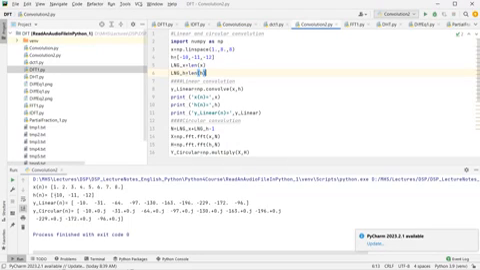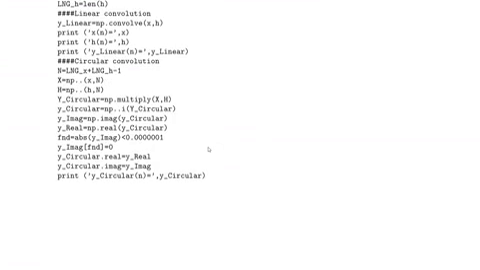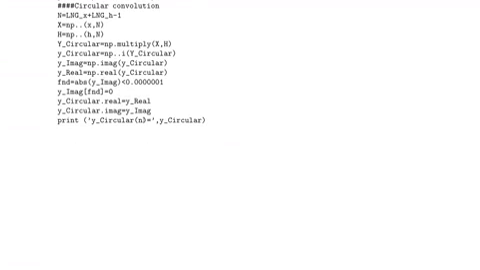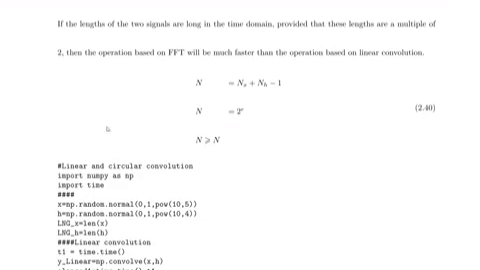X of n, h of n, y linear, and the same results obtained by circular method. Okay. Again, the code. You will have access to code, so we don't want to waste time and make the video lengthy.